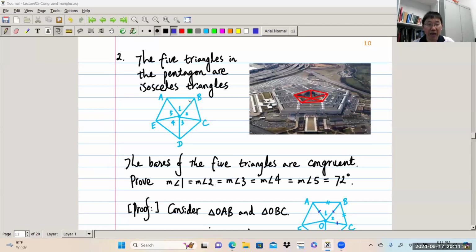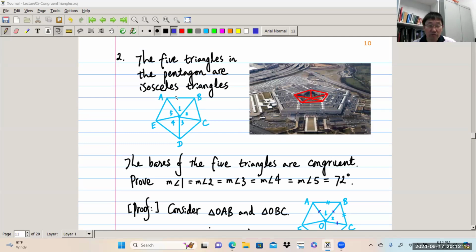So we have a pentagon shaped like this, okay? By the way, this is the building Pentagon, right, in Washington. Have you visited the Pentagon?